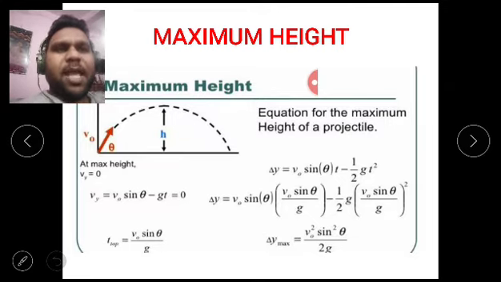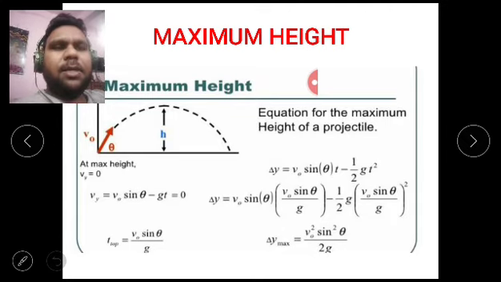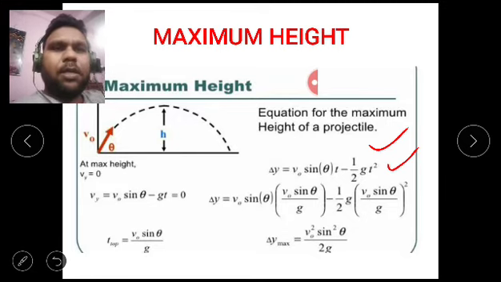So we know that the equation for displacement is given by s is equal to ut minus half gt square. This is Newton's second equation of motion. So we are putting a is equal to minus g. And since the object is moving along the vertical axis, the velocity will be equal to Vo sin theta. So we will get delta y is equal to Vo sin theta into t minus half gt square. This is the formula for displacement.